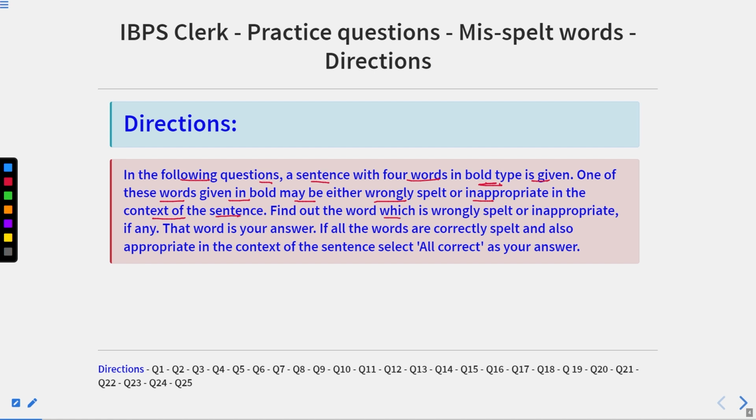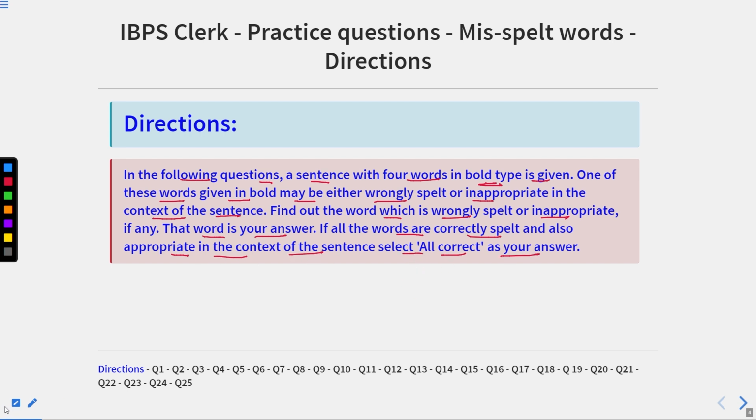Find out the word which is wrongly spelled or inappropriate. Now what we have to do, we have to look for that particular word which is either wrongly spelled or inappropriate according to the context of the sentence. And that word is your answer. It means the word which is either wrongly spelled or inappropriate, that will be our answer, and that we have to find out. Now, if all the words are correctly spelled and also appropriate in the context of the sentence, select all correct as your answer.